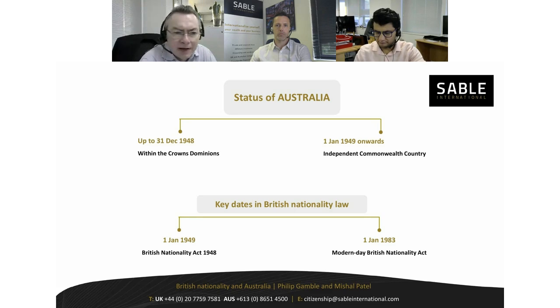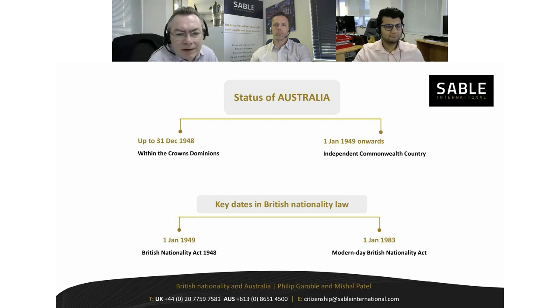As you can see from the slide, the status of Australia is listed as being within the Crown's dominions up until the 31st of December 1948, and as an independent Commonwealth country thereafter. This is for the purpose of British nationality law only. Those of you who know your history of Australia will know that it was a self-governing territory for considerably longer than just simply from the 1st of January 1949. So this is for British nationality purposes.